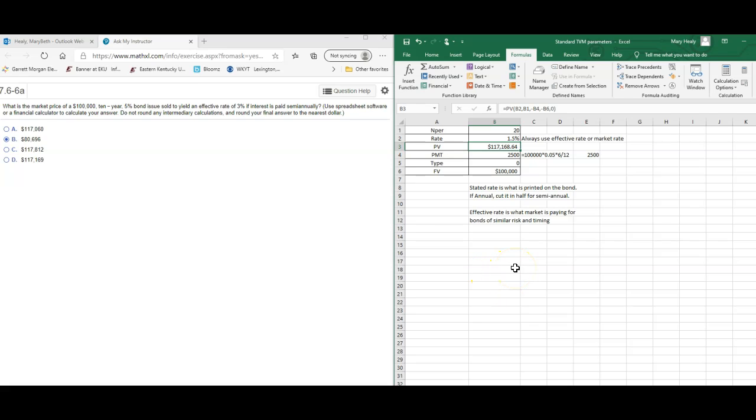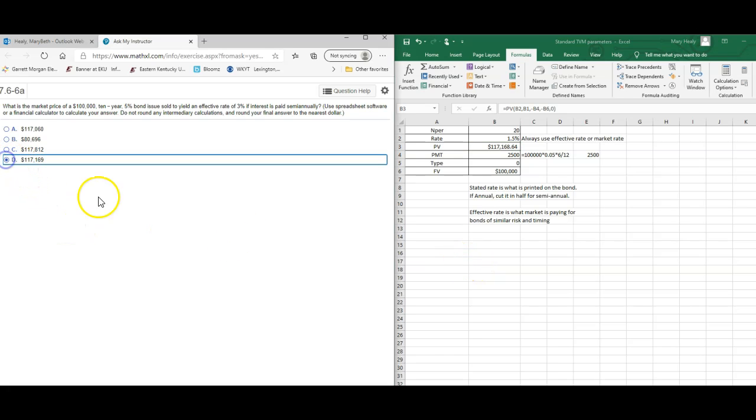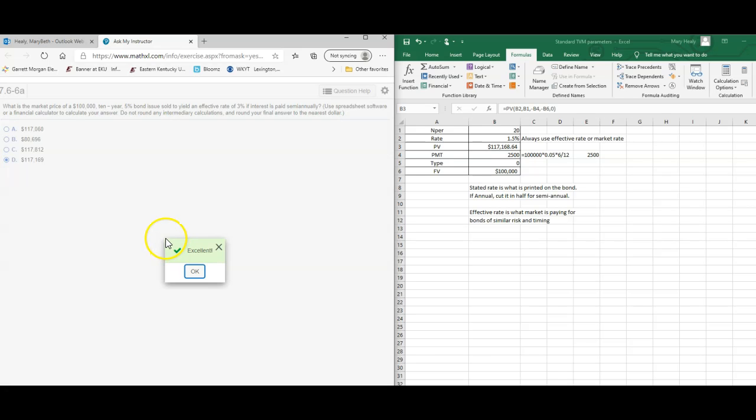And I'm going to go over here to my problem and see if I have something that looks like that, and I do. It rounded up, and I'm going to check the answer, and I got it right. Excellent! I love that. All right, so hopefully that helps, and send more questions in as you have them.